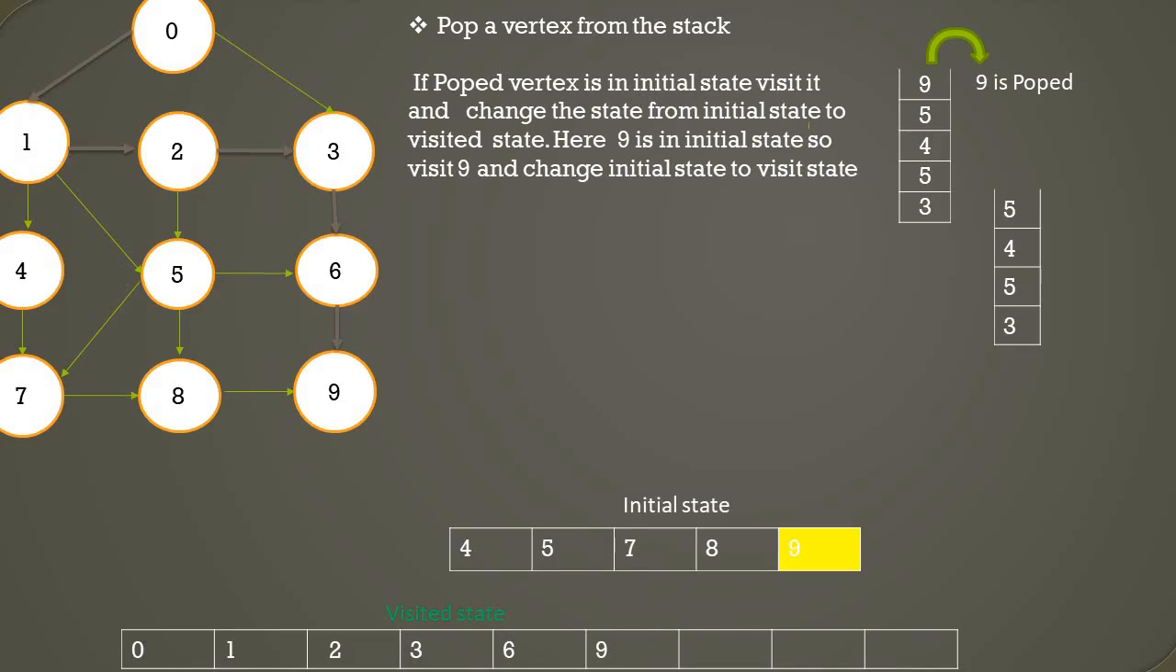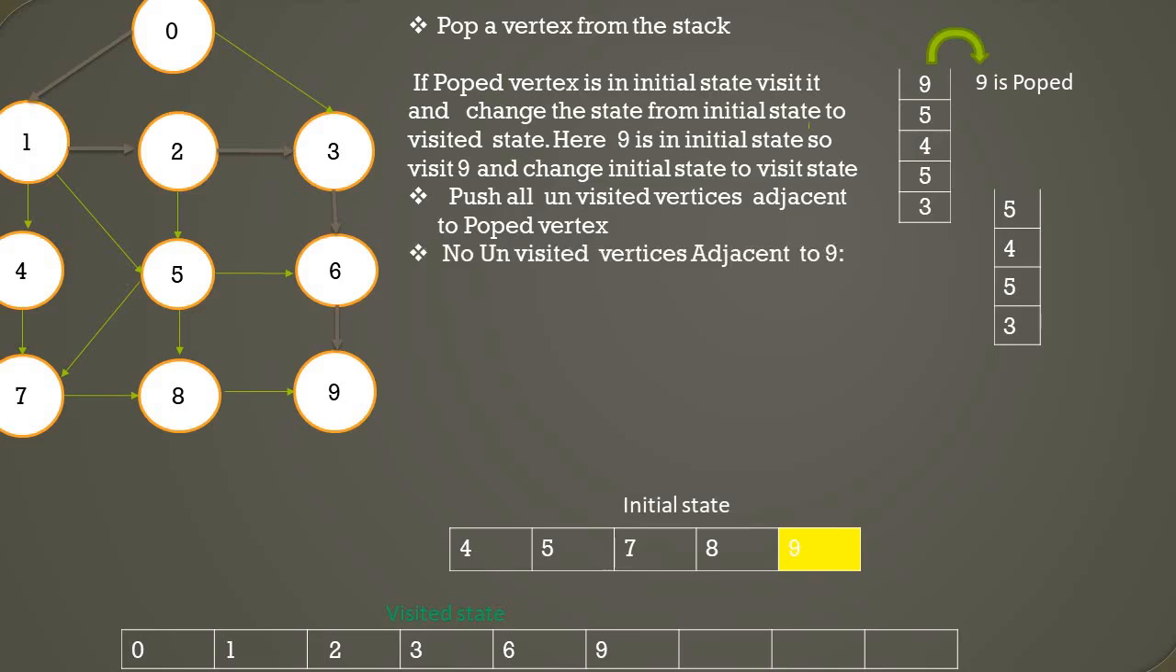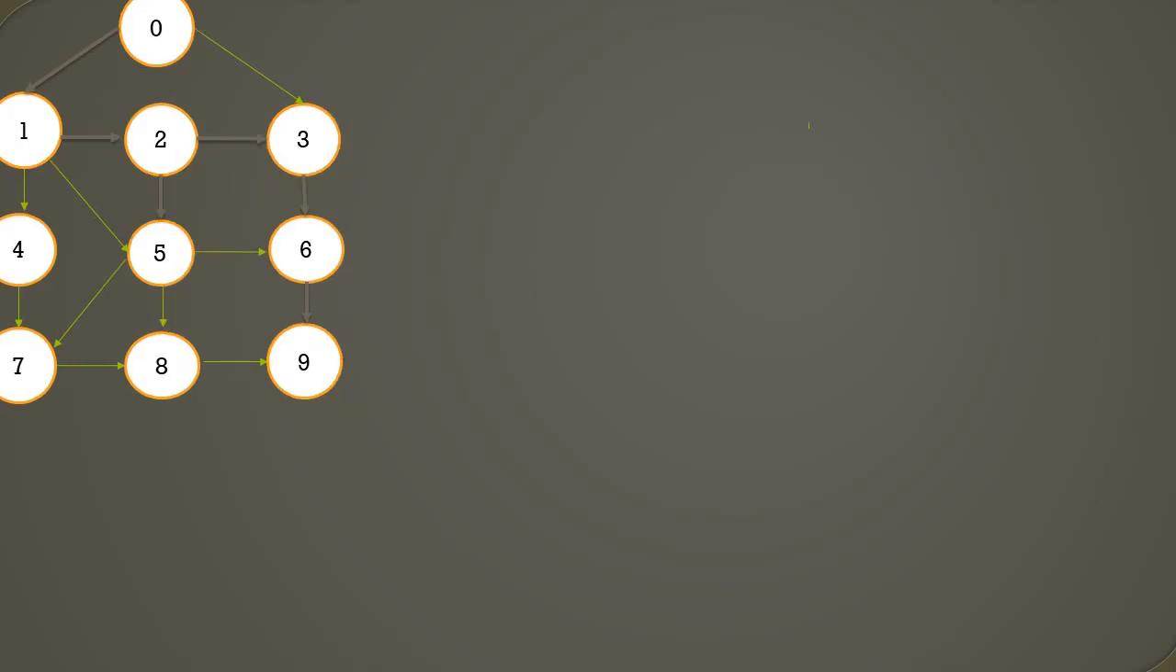A popped vertex in the initial state is visited and changes from the initial state to the visited state. Here 9 is in the initial state, so 9 is visited and changes to the visited state. Initial state is 9, visited state is also 9. Push all the unvisited vertices adjacent to the popped vertex. Unvisited vertex adjacent to 9: none, so no push.